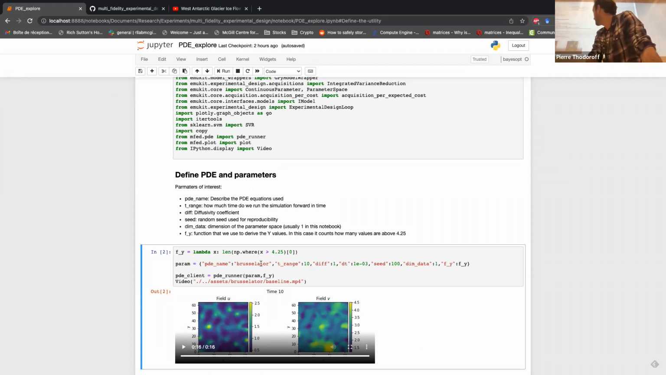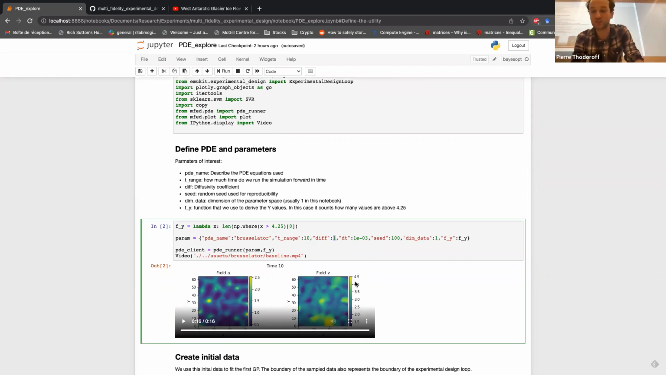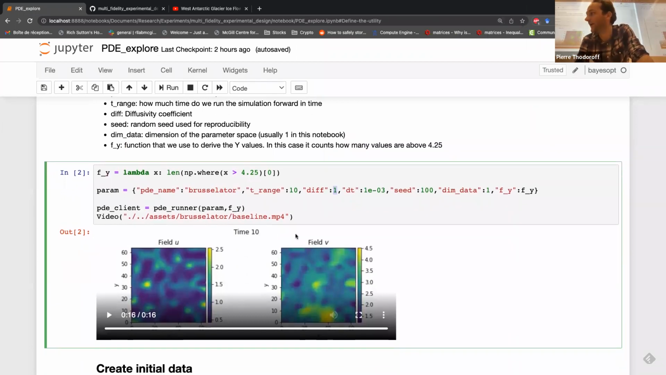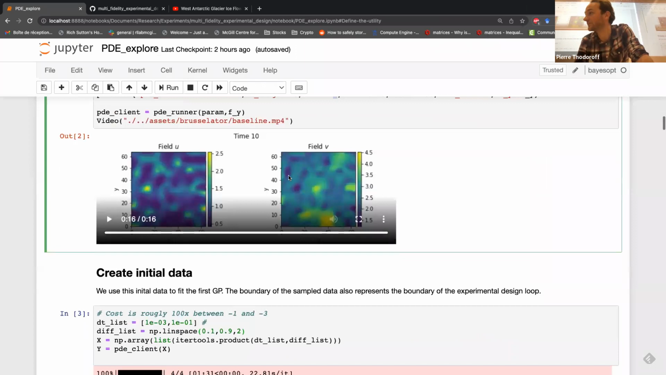Basically we define the PDE that we're using. There's a diffusion Brusselator, it's called, which is an interesting name. The range is how long we run it for. Diffusion is the coefficient that we're going to be looking at. In diffusion, the diffusion coefficient tells you how fast, let's say, heat spreads through a liquid. And we're going to vary the diffusion coefficient and see how the PDE behaves based on how we vary this coefficient. Perfect. That's basically it for this cell.